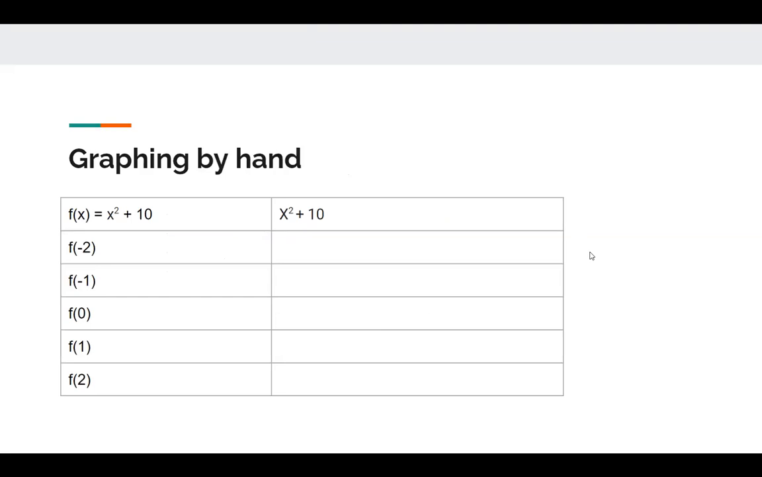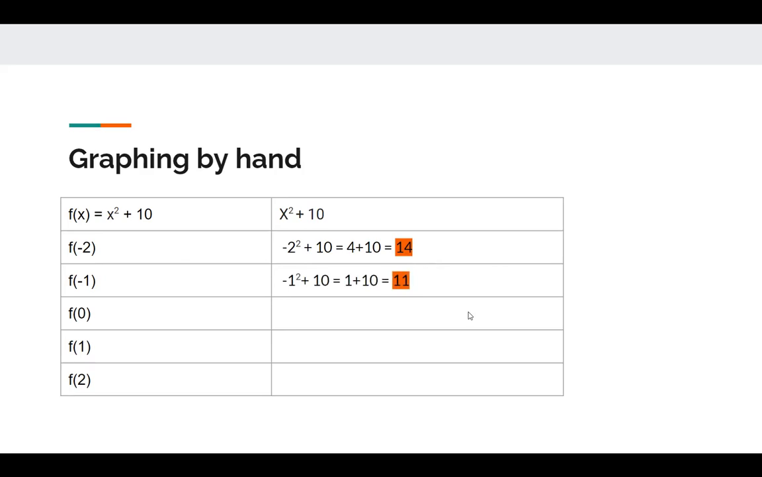So if you need to graph by hand, I recommend using a chart, because it's a data table, because it's a lot more organized and you're less likely to make mistakes. I like to put the function in the top and have all the x values along the left column. So the first one would be -2 squared plus 10, which is equal to 4 plus 10, which is equal to 14. So the first point would be -2 comma 14.